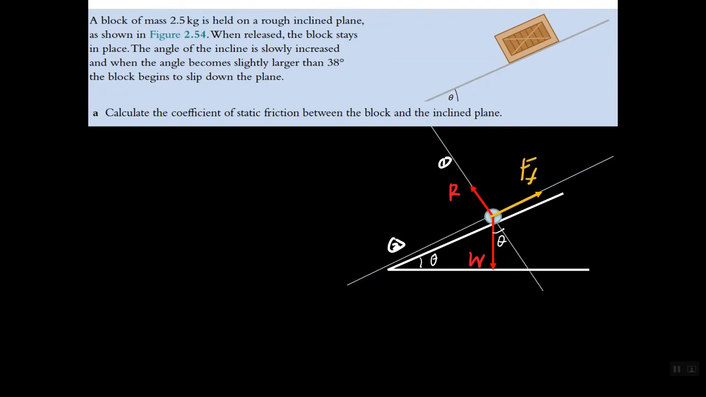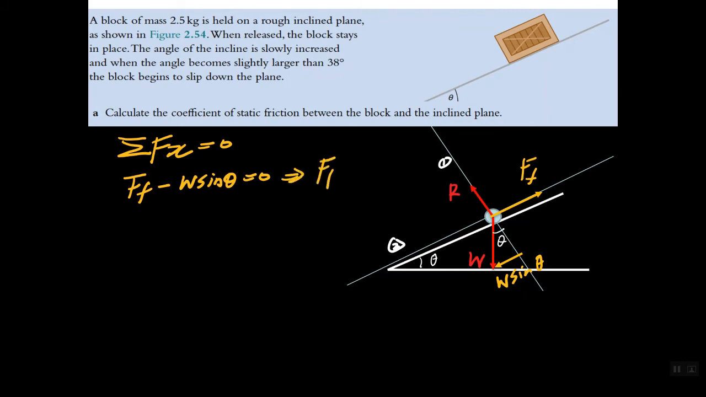Friction force is upward. Resultant force in X component equals 0 as the object is about to slip. And the X component of the weight is W times sine theta. So friction force minus W sine theta equals 0. Rearrange: friction force equals mg sine theta.